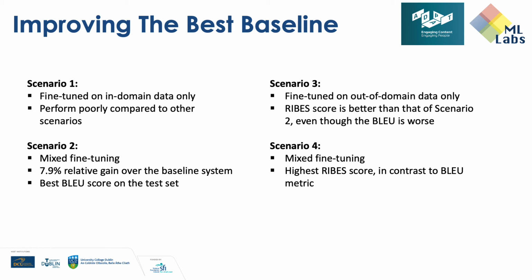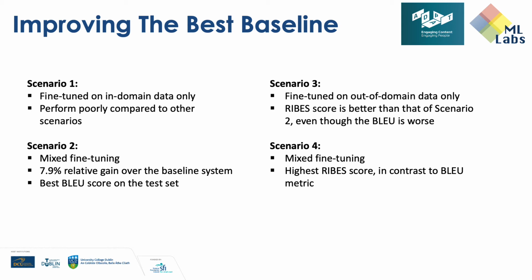And then for scenario 2, we made use of mixed fine-tuning, and the mixed set was our original training set, which was the BSD, OpenSubtitles, and JESC corpora. And then we also oversampled the BSD training set 50 times and added this to that. And this actually got a 7.9% relative gain over the original baseline system. It also got the best BLEU score on the test set.